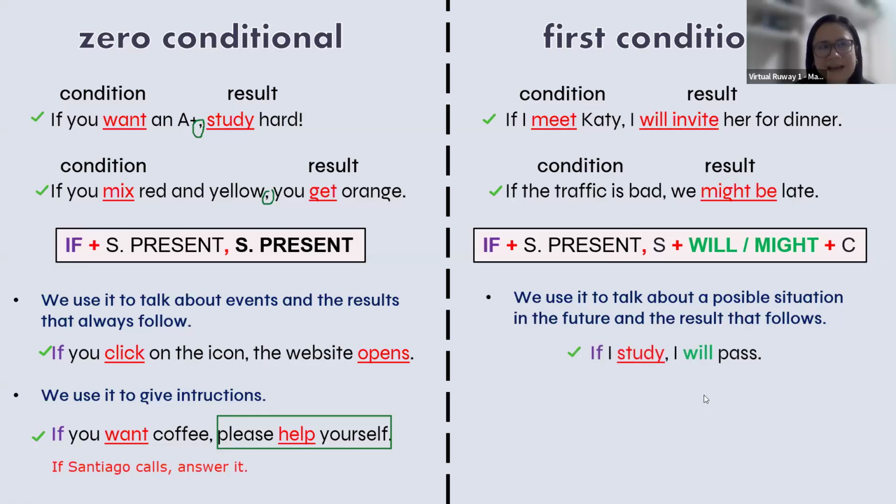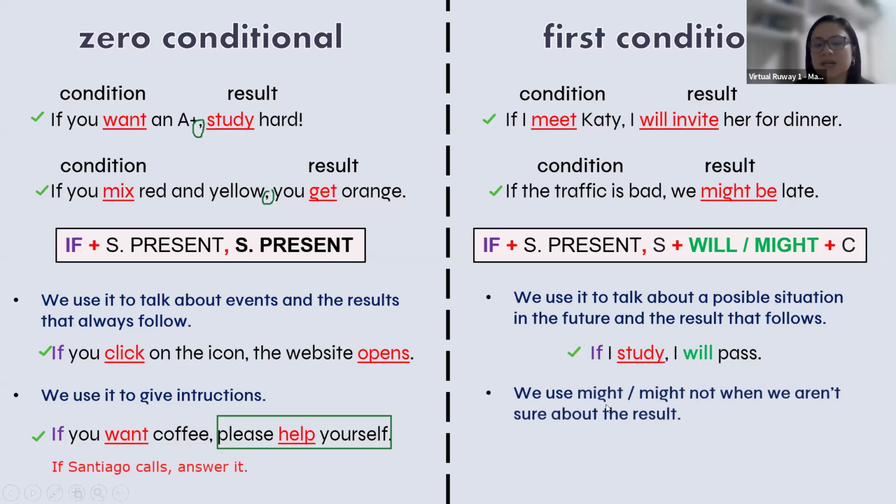So, example, if I study, I will pass, right? Si yo estudio, voy a pasar. Es una situación, right? Una situación en el futuro y mi probable resultado. Good. If I study, I will pass. Puede ser negación. If I don't study, I won't pass. ¿Ok? Las oraciones pueden ser positivas, pueden ser negativas, dependiendo de lo que quiera mencionar.